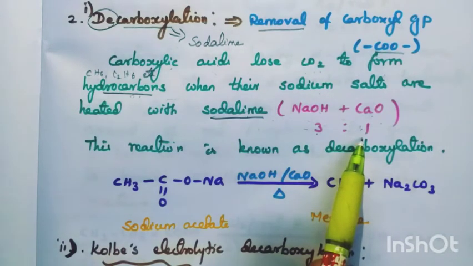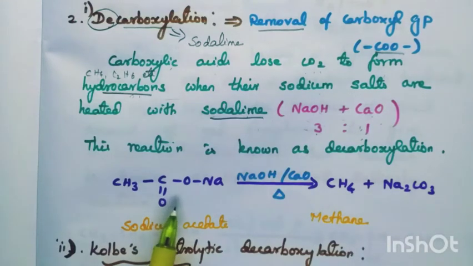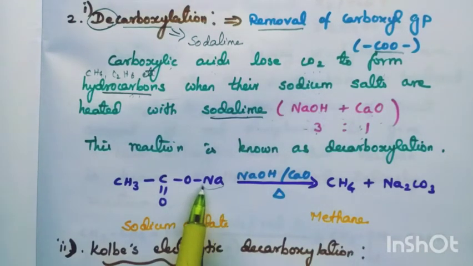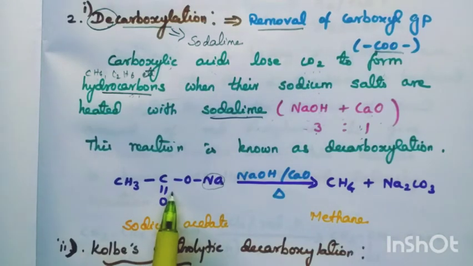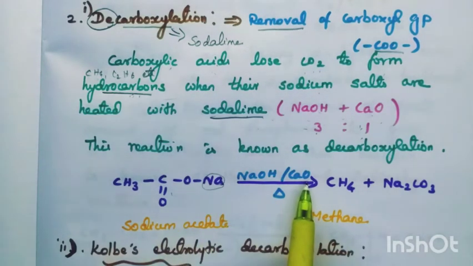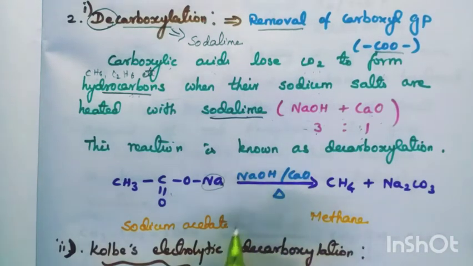This is decarboxylation. So we are taking a sodium salt of carboxylic acid. Instead of hydrogen, we take Na. So it is sodium acetate. This CaO is not involved in the reaction, it helps the reaction, so it is used as a flux.